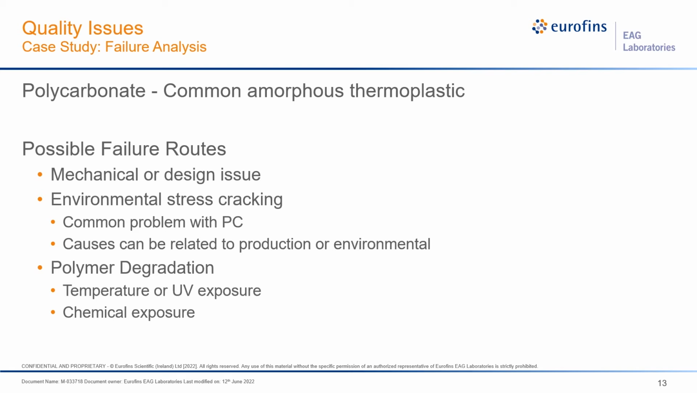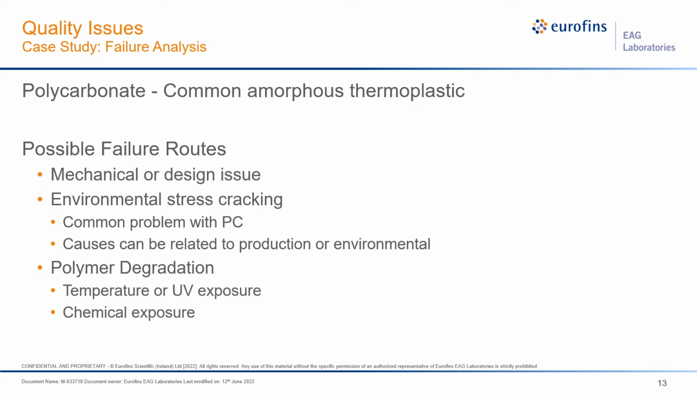So some possible failure routes. Mechanical or design issue. Was there a repetitive motion situation? Was there something wrong with the design? Environmental stress cracking. This is a common problem with polycarbonates because they are excellent for many applications and are easy to form. The causes can be related to production or environmental. So during the production, were somehow cracks introduced and just not caught during the inspection?